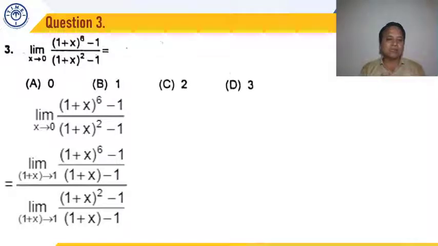So we can say (1 plus x) to the whole power 6 minus 1 is the numerator, and (1 plus x) whole square minus 1 is the denominator. We divided the entire expression by 1 plus x minus 1, in the numerator as well as the denominator. Indirectly we divided by x, because x was tending to 0, x was not equal to 0, and then add plus 1 and minus 1 in the denominator just to replicate the standard form.